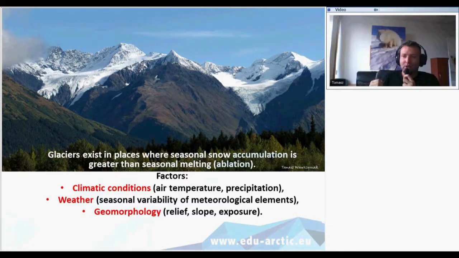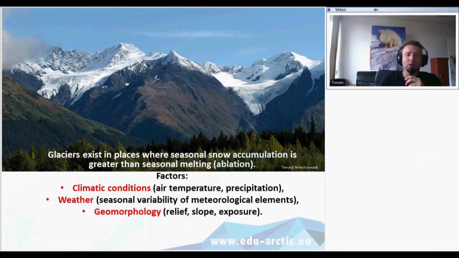If this snow stays from the previous winter throughout the summer into the next year, then you have conditions where a glacier can maybe appear, but it won't appear next year. It takes a longer time. It depends on climatic conditions and weather, so there are seasonal, different meteorological elements that influence glaciers. For example, if the summer is too hot, the snow from the previous year won't stay there, it will melt. That means that not only winter influences glaciers, but also summertime.